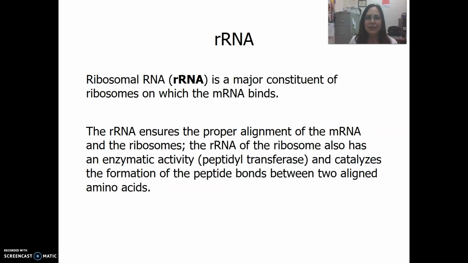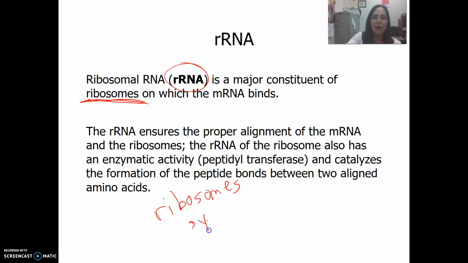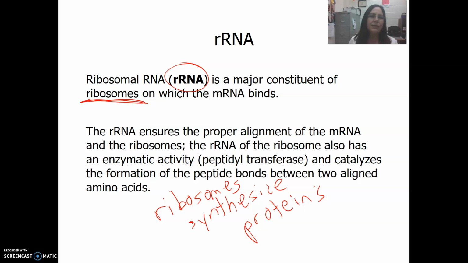So messenger RNA plays the role of carrying the DNA code into the cytoplasm so that it can code for a particular protein. Ribosomal RNA forms the ribosomes, and the ribosomes actually use the messenger RNA along with the transfer RNA to make proteins. So what we learn about ribosomes is that ribosomes synthesize proteins. And this is the reason all types of cells have ribosomes. Whether they're prokaryotic or eukaryotic, they do contain ribosomes.